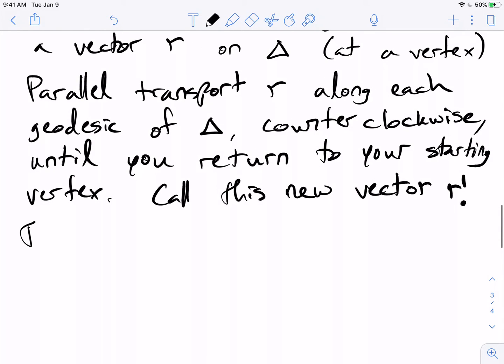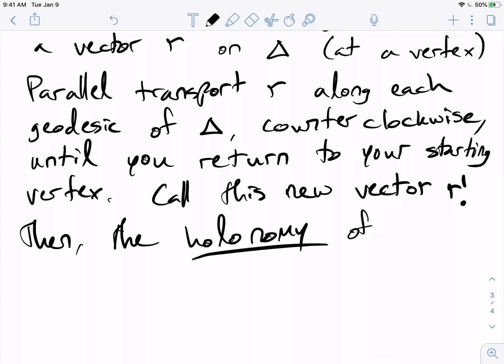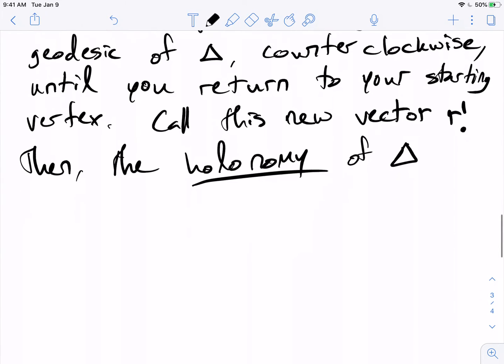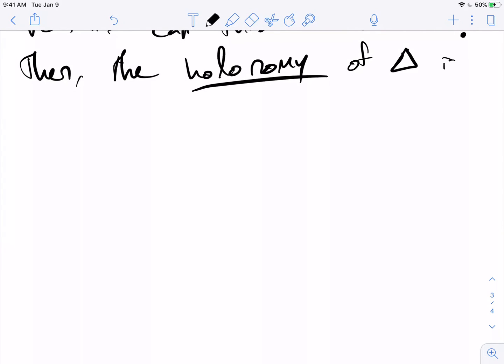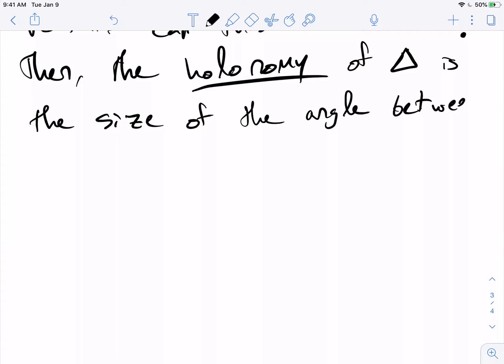And okay, so then the holonomy of delta. So it's an invariant of the triangle. So the holonomy of delta is the size of the angle between R and R prime. Between the original and the transported vector.